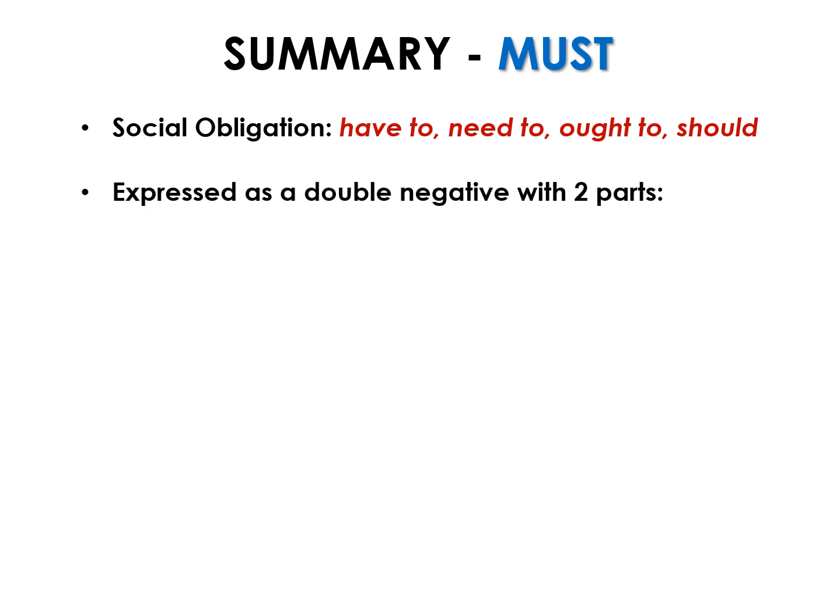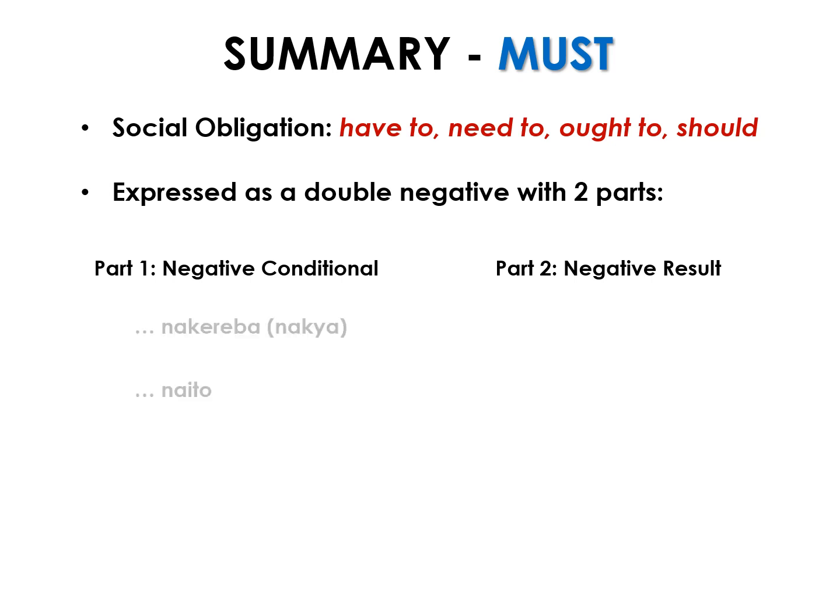The conjugation is expressed very indirectly in Japanese and is very long, using two parts. The first part is a negative conditional, if you don't do, and the second part expresses a negative result. If you don't do, then negative result. Therefore, you must. The first part uses any of these three.